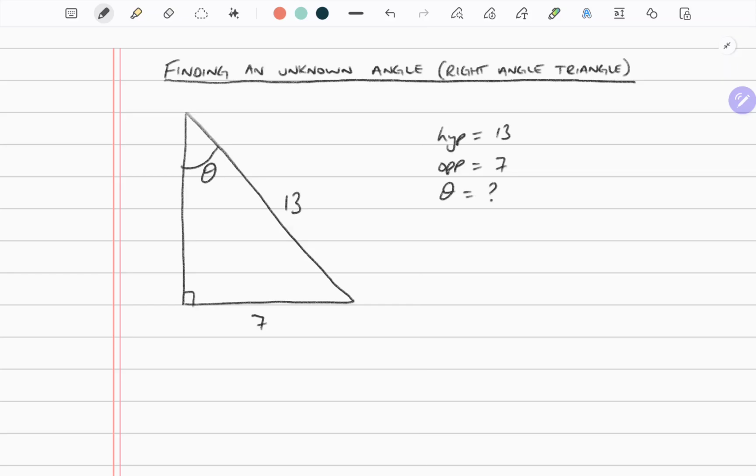So we're going to use the trigonometric ratio of sine theta is equal to opposite over hypotenuse. In this case, it's 7 over 13.